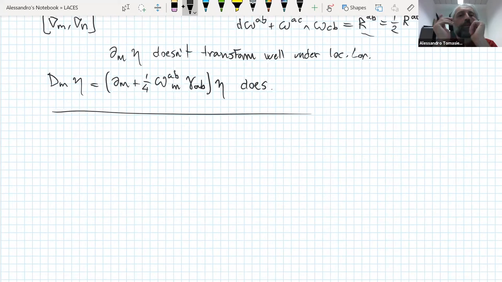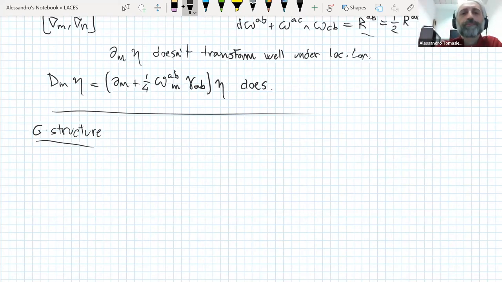Now we get to aspects which are more specific to our applications. Namely, we get to the idea of G structure. What is a G structure? So the idea: we saw that the transition functions in general are valued in something called the structure group.